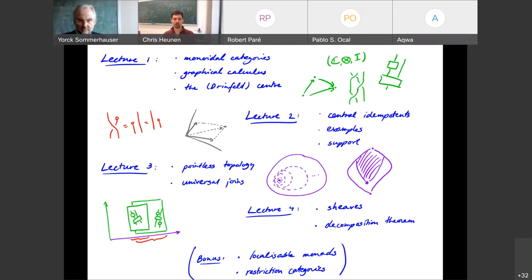Then next lecture, lecture 2, we'll talk about the very central notion of this mini course, namely central idempotence. This is a new thing, as far as I know, that any monoidal category can look at these central idempotents. There are certain types of objects, and they will play a crucial role. They will be something like the open sets of a topological space. We'll look at very many examples of monoidal categories and what the central idempotents in them are.